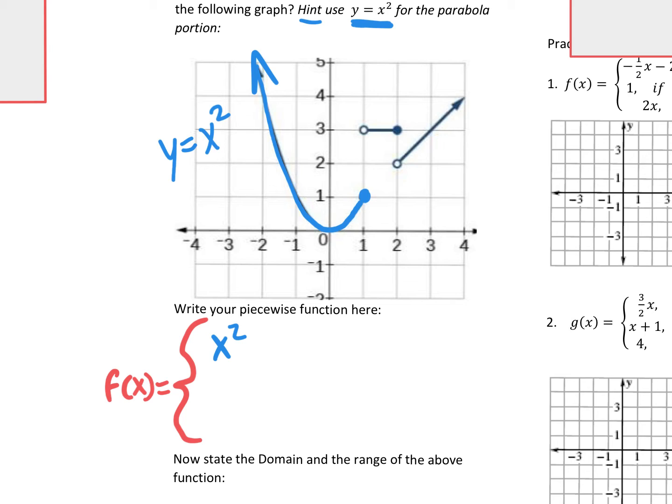Now the condition, I need to write down if what? If your x values, are they less than a certain value, or are they greater than a certain value? Less than or equal to 1. That's right. X is less than or equal to 1. Perfect. Thank you guys so much for participating. Now let's move on to the next portion.